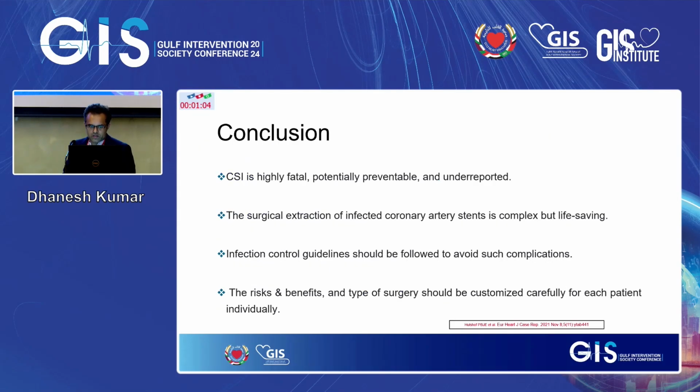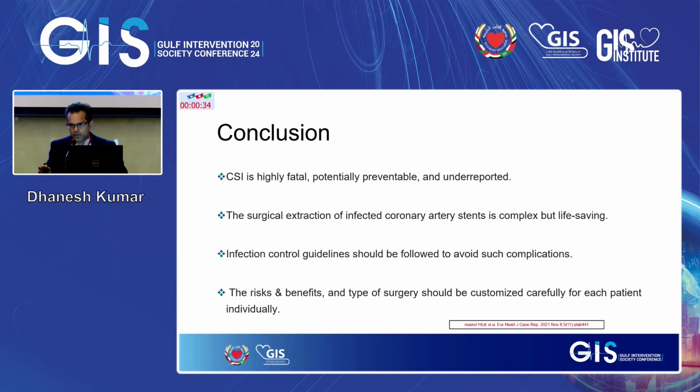So in conclusion, coronary stent infection is a highly fatal and potentially preventable complication, and it is also underreported. Till now, there are only 79 cases reported in the last meta-analysis, by Mr. Rama, which was published. Before that, only 36 cases were reported. The surgical extraction of coronary stent infections is a complex but life-saving procedure. Infection control guidelines should be followed to avoid such complications.